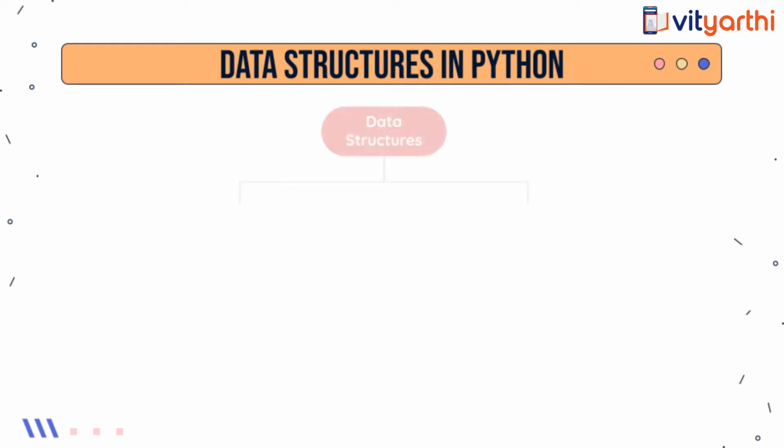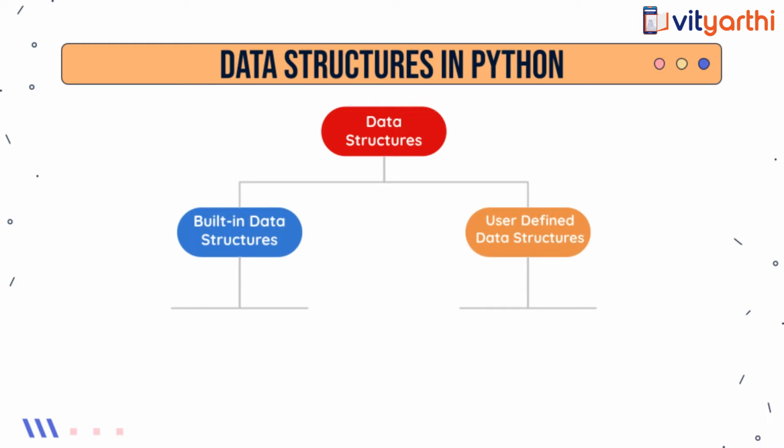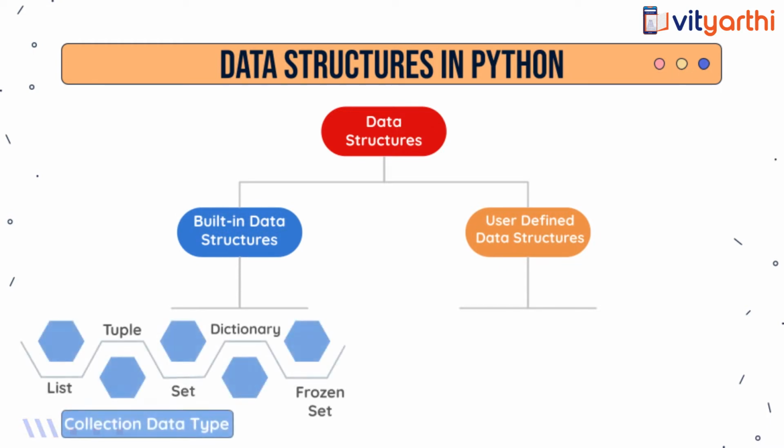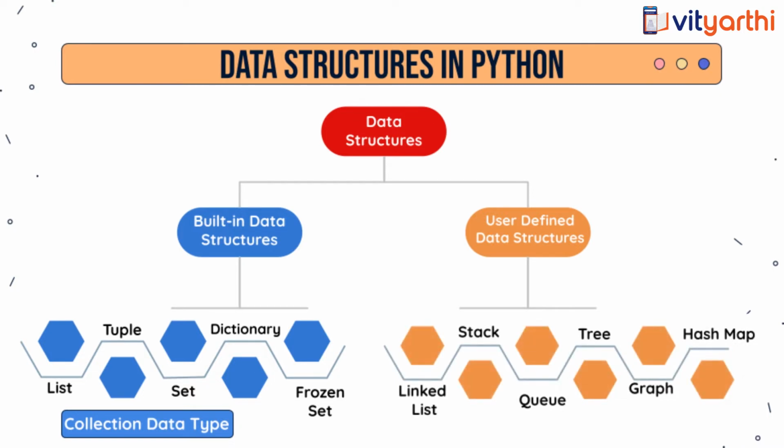Let's have a look at the many forms of data structures. There are two types of data structures in Python. The list, tuple, set, dictionary, and frozen set are among the built-in data structures. The second type, known as user-defined data structures, namely linked list, stacks, queues, trees, graphs, and hash maps, can be created using Python.